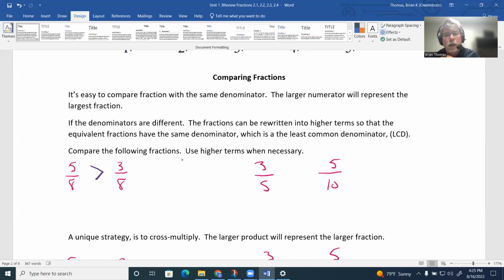Now, I'd have to use higher terms on this example because we have a 5 and a 10. Notice that the least common denominator is the same thing as the least common multiple. If I have a 5 and a 10, the next multiple of 5 is 10, so 2 5s would make a 10. If I multiply this denominator by 2, that changes the denominators to 10s. So this turns into 6/10, and this one doesn't change, it stays 5/10. How does 6/10 compare to 5/10? It would be greater than. So 3/5 is greater than 5/10. That's the conclusion I can make from that.